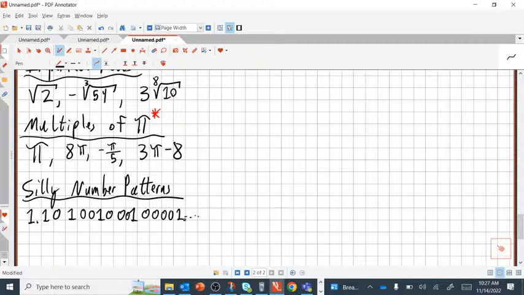I can't put a bar over anything, right? It's just a dumb number pattern. How about this one? This is one of my favorites.